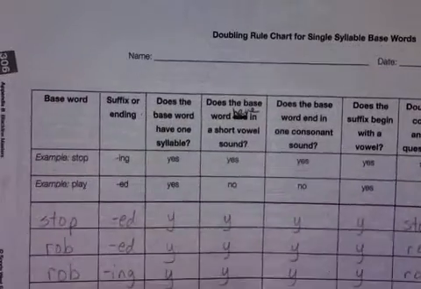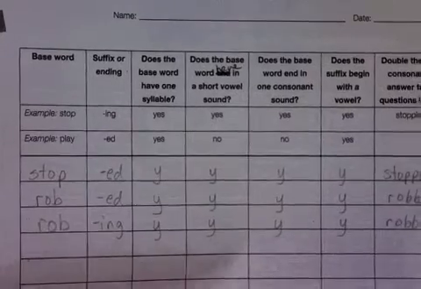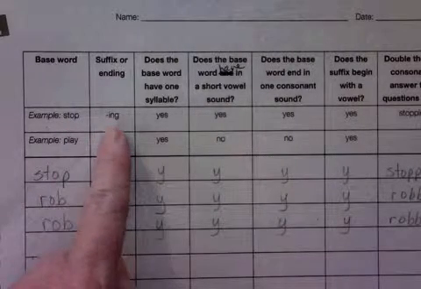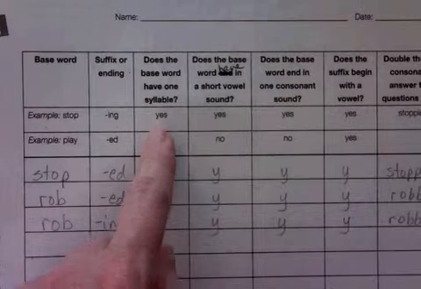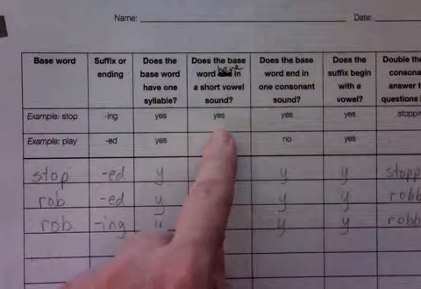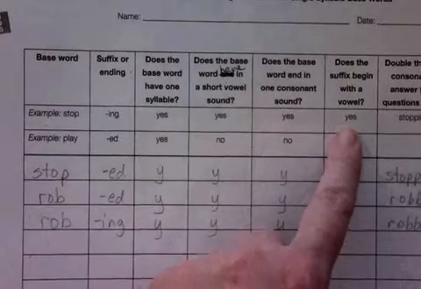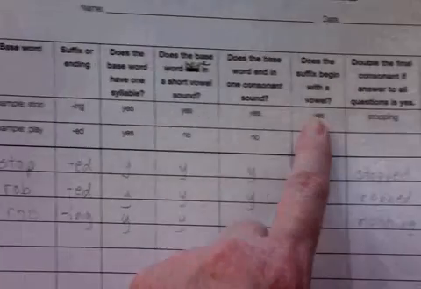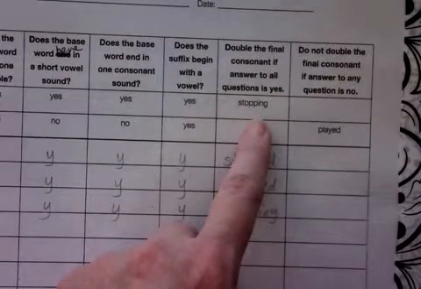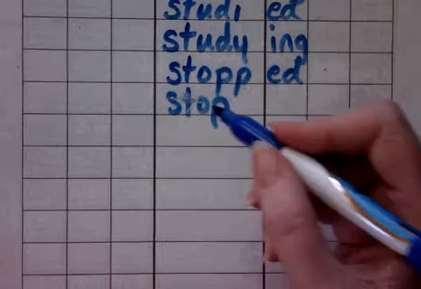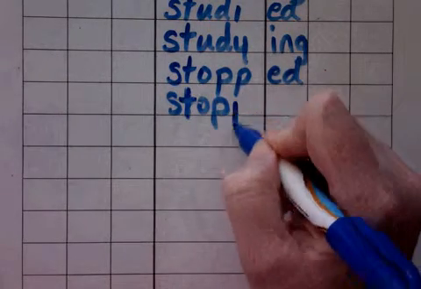And in fact, on this page, stopping is one of the examples. So we've got stop plus the ing. It does have one syllable. It has a short vowel. The word ends in one consonant sound. The suffix begins with a vowel. And because all of them are yes, we double the P before adding the ing. So here's our page. Stopping.